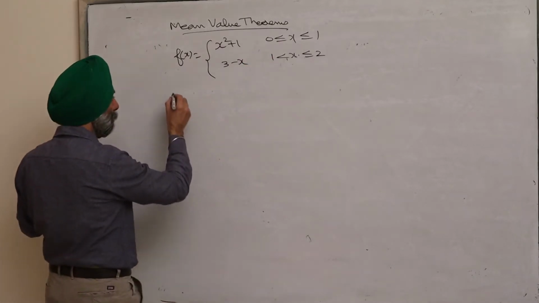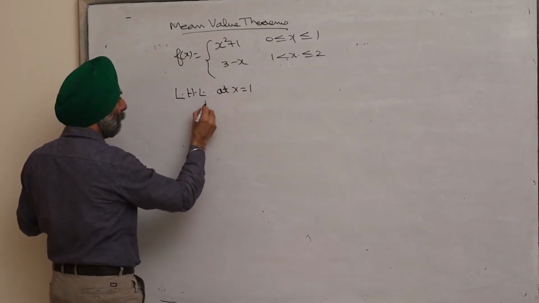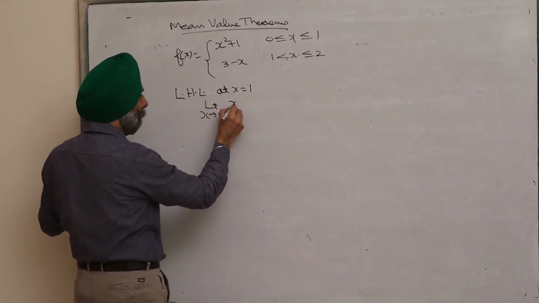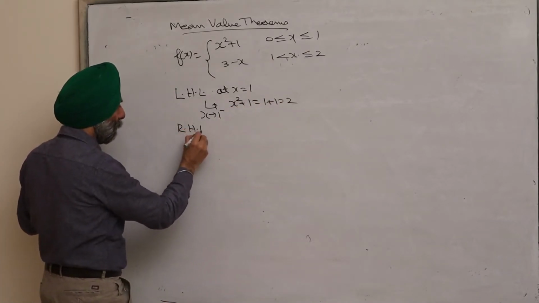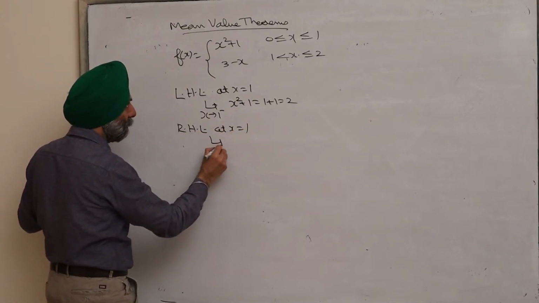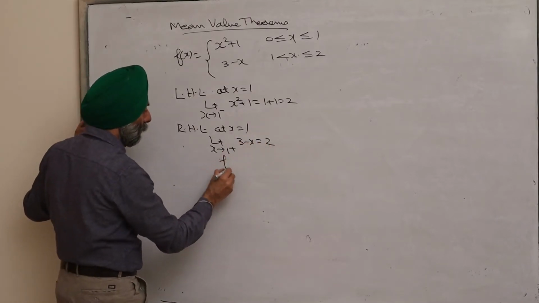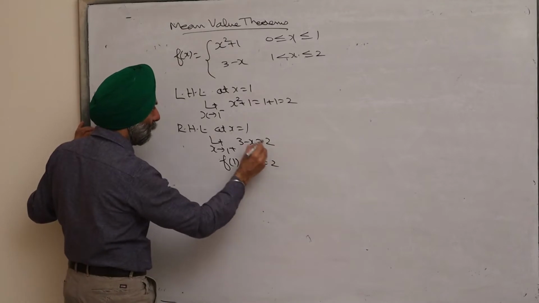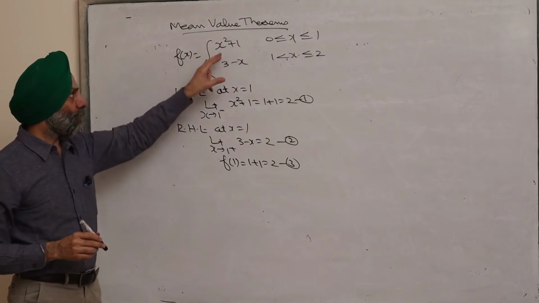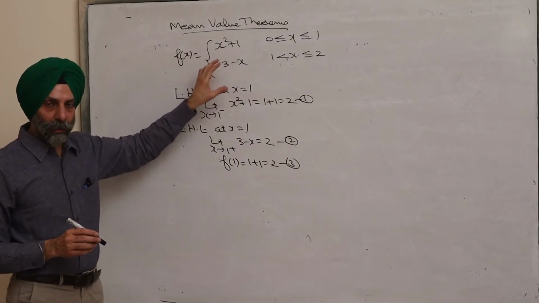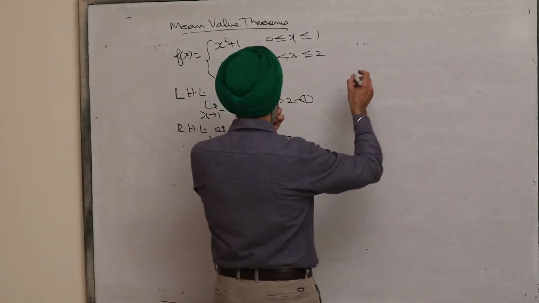But first, let me check the limit at x = 1. So the limit as x approaches 1 from the negative side of x² + 1 is equal to 1 + 1, which is 2. Now the right hand limit at x = 1 is the limit as x approaches 1 from the positive side of 3 − x, that is also 2. And f(1) is equal to 1 + 1, that is also 2. So from first, second and third, this implies this function is continuous at x = 1, and hence is continuous in the interval 0 to 2 here. This function is continuous.